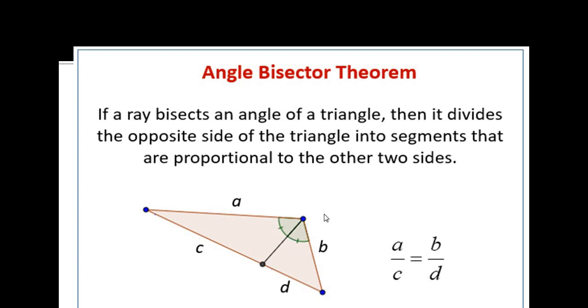So this line divides the opposite side of the triangle, as we see here, into two parts. The two parts are proportional to the other two sides. So we can say that our proportion is the length of A over the length of C equals the length of B over the length of D. And the order of the proportion here is very important.